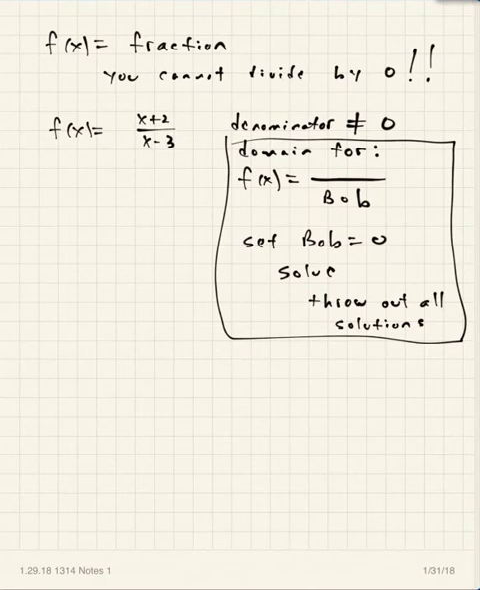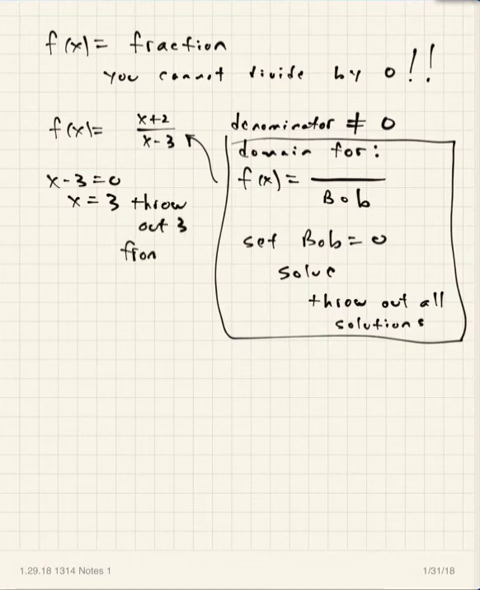Then in our problem right here, what would we do? We would take the denominator and set it equal to 0. Then we'd solve that for x and get x equals 3. So 3 is a problem in this function. It's an x value that would give you division by 0 if you tried to evaluate it. And so what you have to do here is throw out 3 from the domain. You kick it out of the domain.